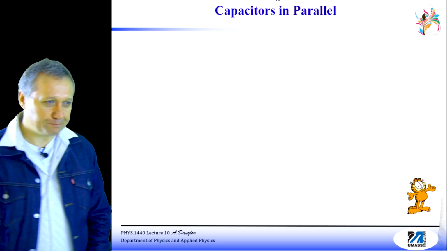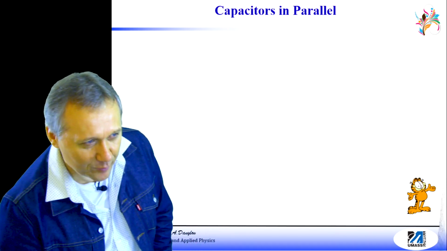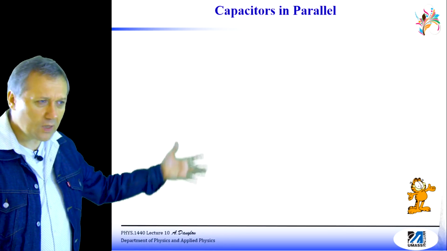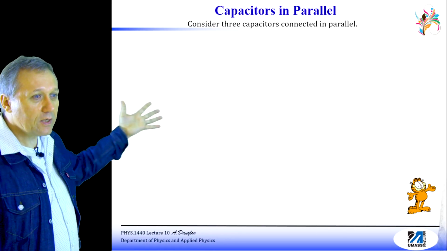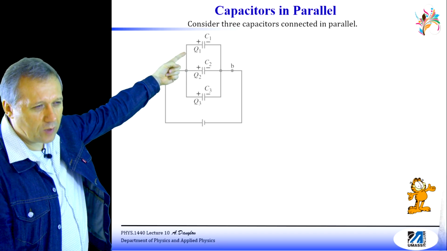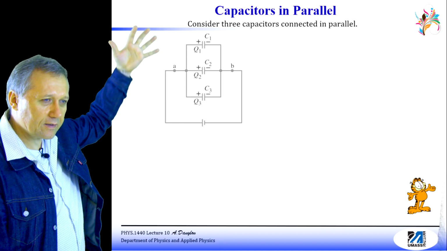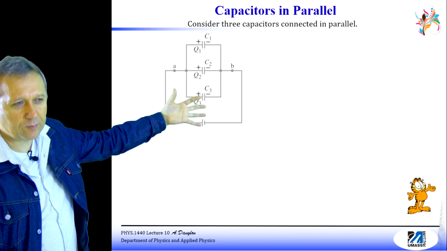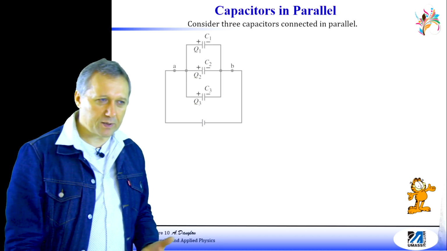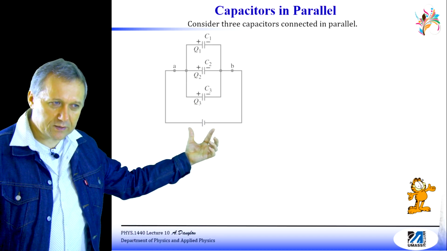Okay, so let's continue moving. First, let's discuss capacitors which are connected in parallel. Let's imagine some situation, for example, these three capacitors. You see C1, C2, and C3, they're connected like this. And actually, they're connected in parallel, but I will tell you what it means when elements are connected in parallel. And they're connected to this battery.